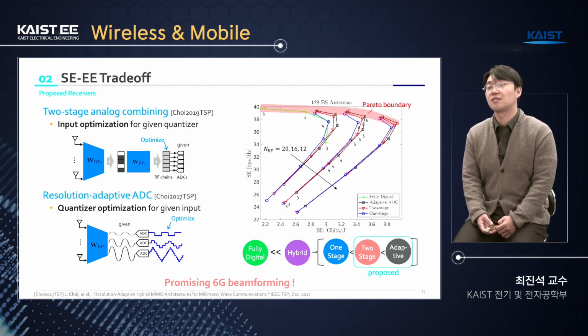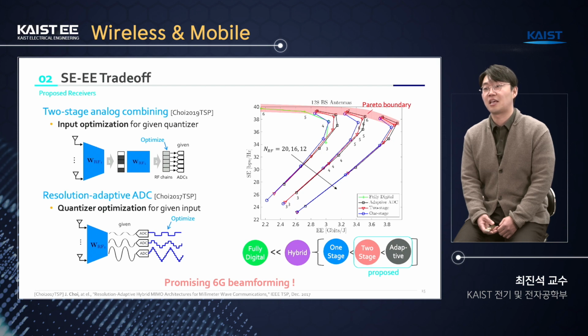So you see the curves of the spectral efficiency versus the energy efficiency trade-off, and I plot them for a different number of RF chains: 20, 16, 12.